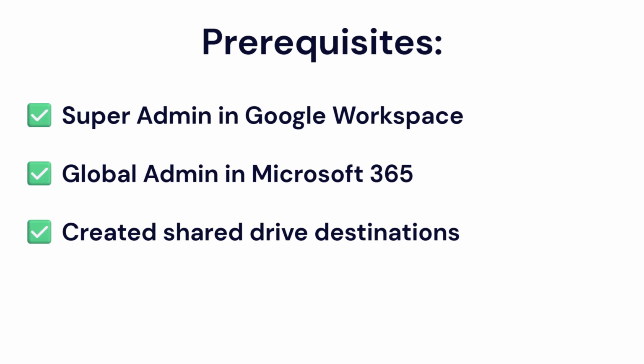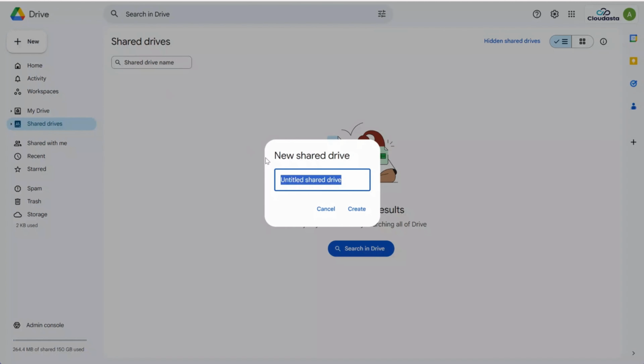Before you begin, let's cover the prerequisites. You'll need Super Administrator access in Google Workspace and Global Administrator access in your Microsoft account. Also, you must have already created the destination shared drives in your Google Workspace account. The tool won't create them automatically. Therefore, you will need to create one shared drive for each SharePoint site you plan to migrate.